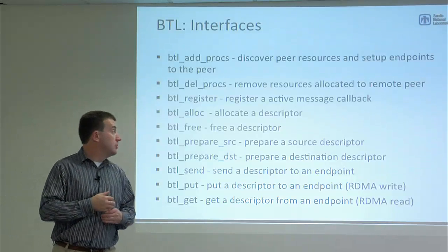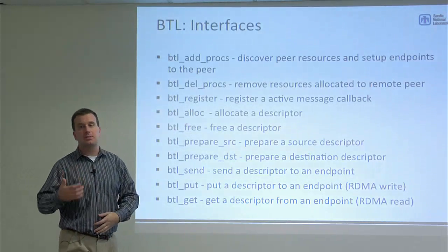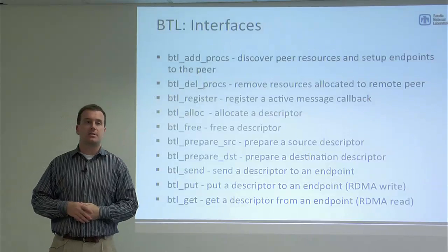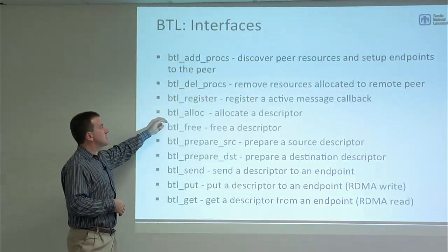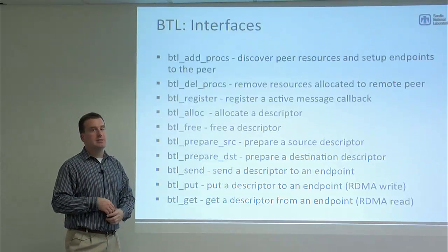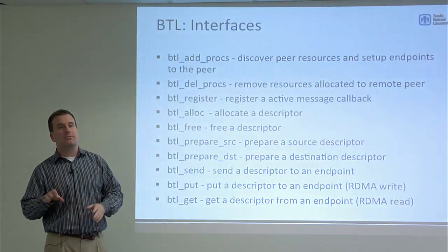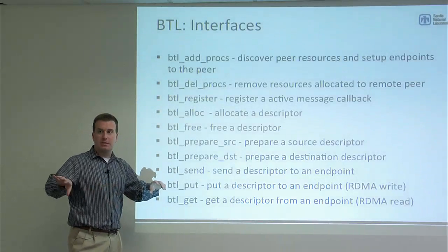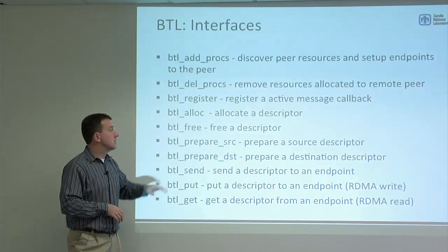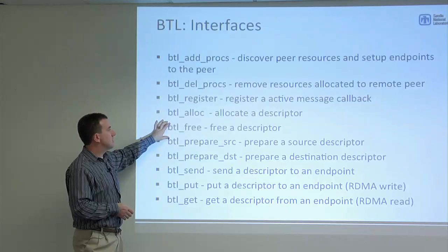The most common is you call BTL alloc, and as the name implies, it allocates a descriptor. You tell it, hey, I need to send 55 bytes. It gives you a descriptor at least big enough to hold 55 bytes. The truth is there's probably 4 or 5 different message sizes, and you'll get a buffer that size, but internally it can deal with it because it's all doing these memory pooling things, but it'll give you a descriptor big enough for that. When you're done sending it, you call free.